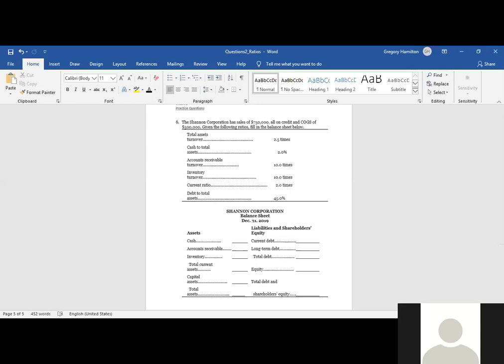How did we get accounts receivable? So accounts receivable could be found by taking sales over accounts receivable, right? And that's 10 times. It says accounts receivable turnover is 10 times, and accounts receivable turnover is sales over accounts receivable. So if accounts receivable turnover is 10 times, then we can find receivable. Therefore, accounts receivable is equal to sales divided by 10.